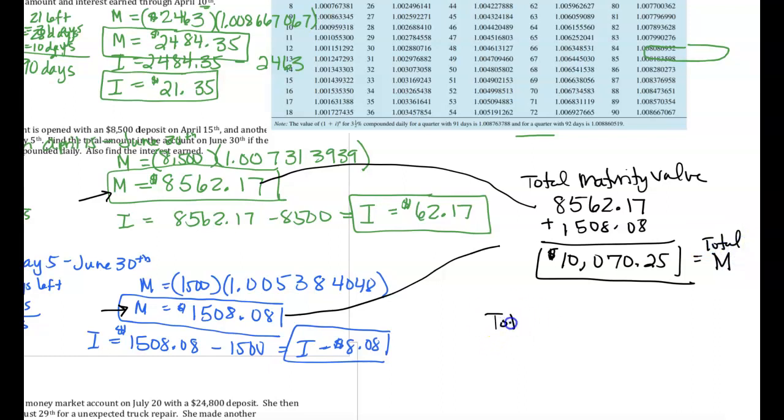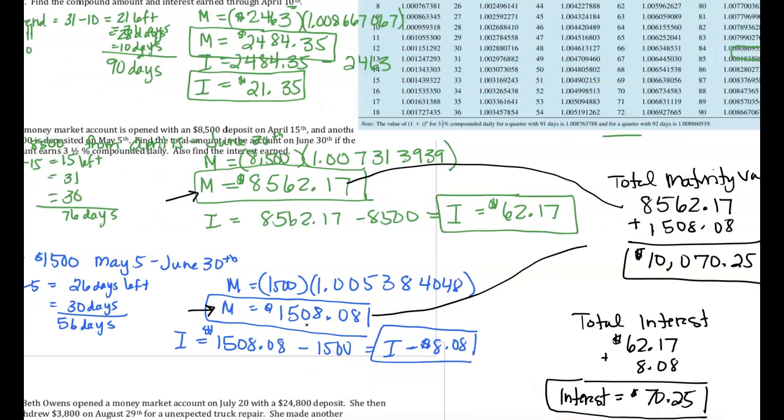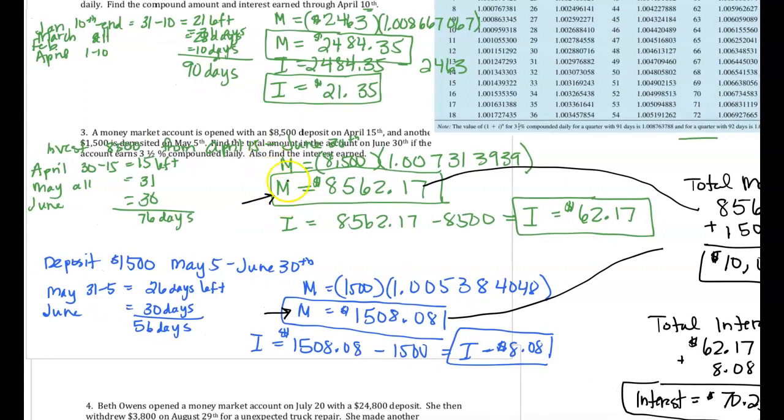For total interest, we're going to do the same idea and just take each interest together. So we've got our first interest of $62.17 plus our second interest of $8.08, and that gives us a total interest of $70.25. So you can take a question like this with multiple deposits and just make each deposit its own maturity value and its own interest, and in the end you can add them together.